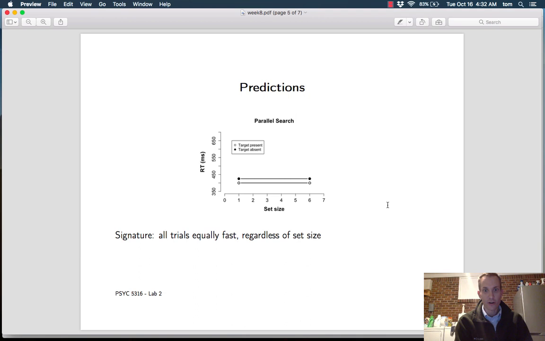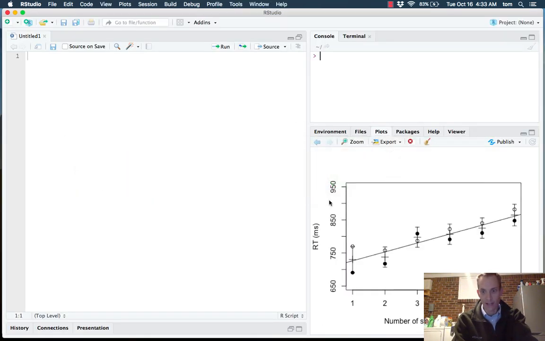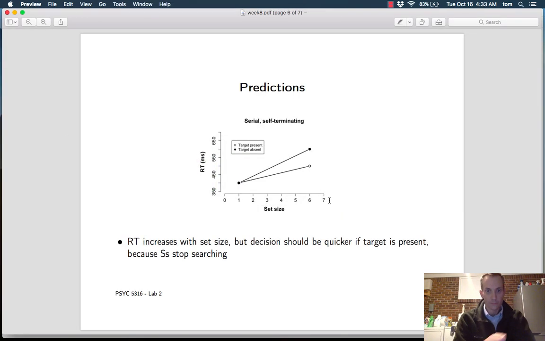As we mentioned earlier, the signature of parallel search would be a flat line on these RTs, which we've already seen that we don't have. Because again, the idea is that we would be searching all things in memory in parallel, and so there would be no increase in RT as the set size increases. This does not appear to be what we have. If you look back at our data so far, we have this nice increasing line, so definitely not parallel.